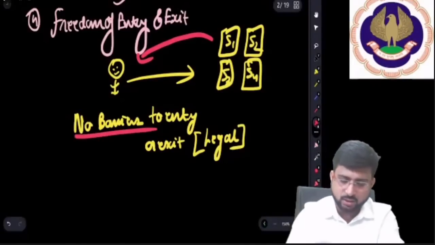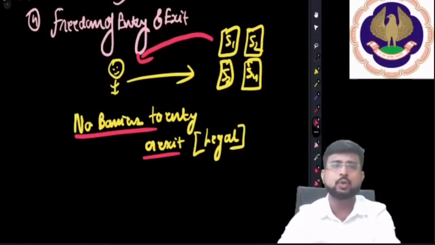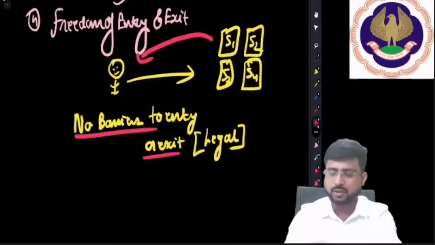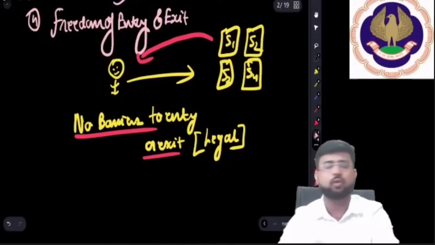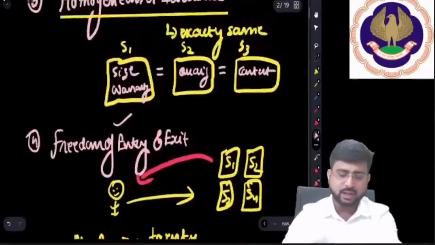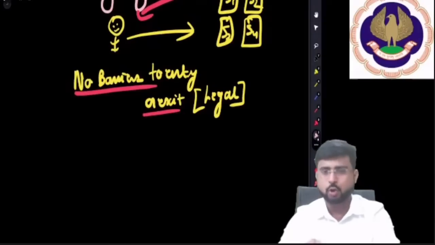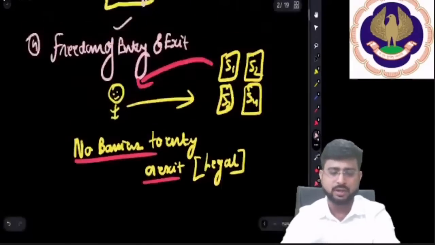So yes, here you can see no barriers to entry or exit. Freedom of entry and exit, point number 4. There are no rules and regulations saying you have to do this and that in order to enter the market. You can just straight away enter the market, do your work and leave. Nobody is going to stop you.